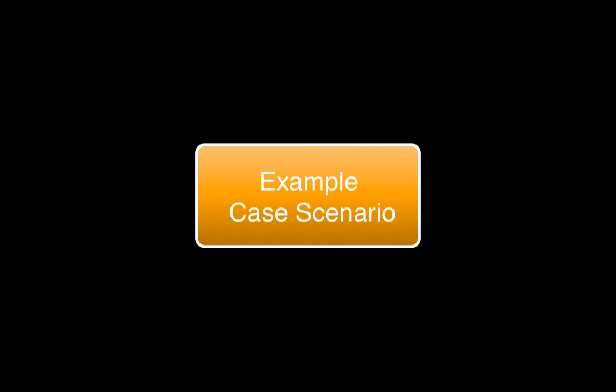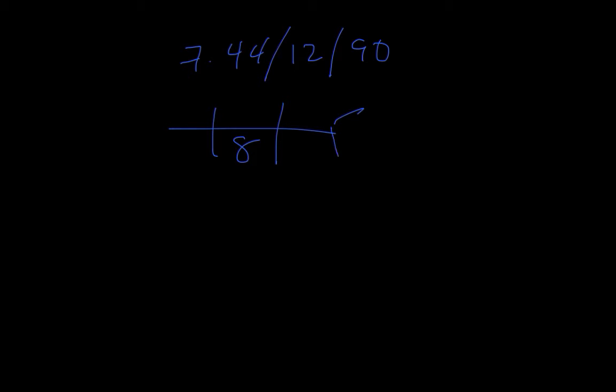Here's an example of a case of an elderly lady who presents with diarrhea. pH 7.44, CO2 12, O2 90, bicarb of 8, and anion gap of 22. I'm just going to stick it up here.